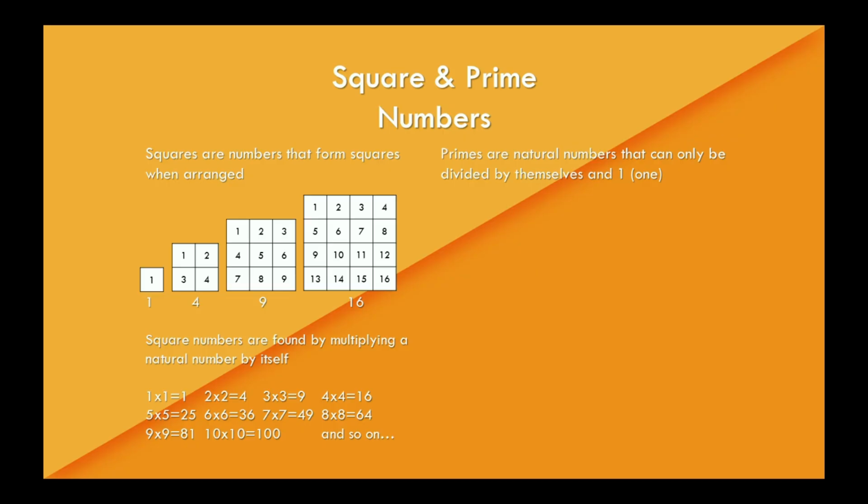Prime numbers are natural numbers that can only be divided by themselves and 1. Here are the first 5 prime numbers. When people see this, they often think it's wrong and that 1 is also a prime number. Knowing that a prime number needs to divide by itself and 1, each prime number can only be divided by 2 numbers. 1 can only be divided by itself, so it doesn't qualify as a prime number.